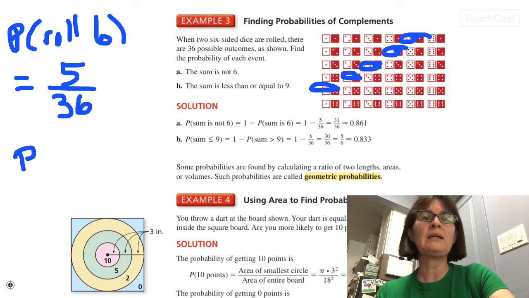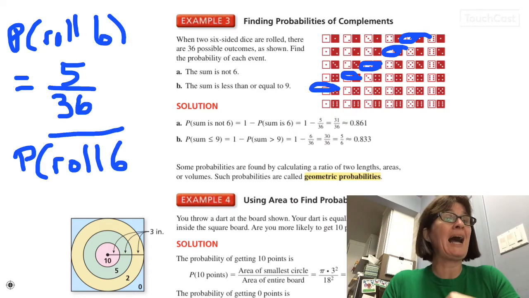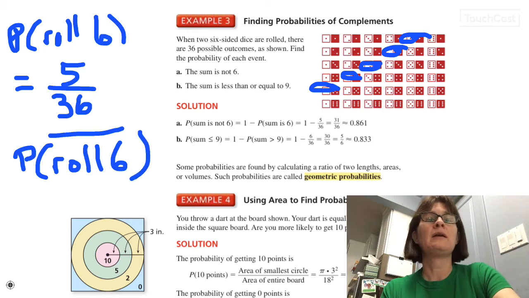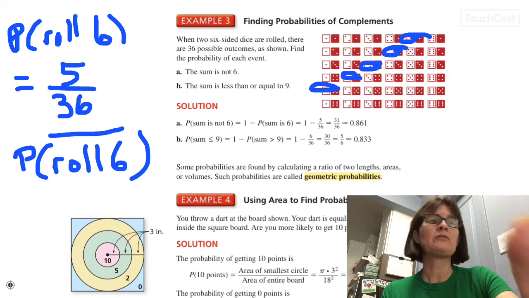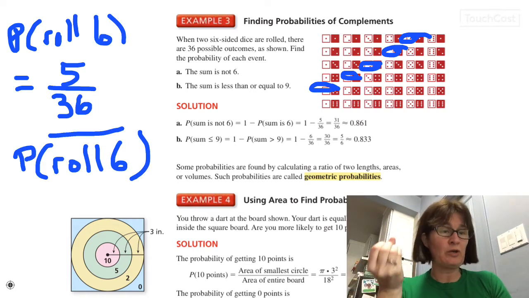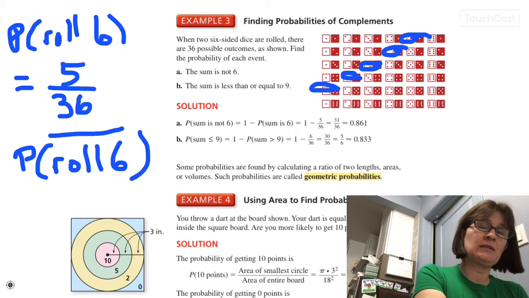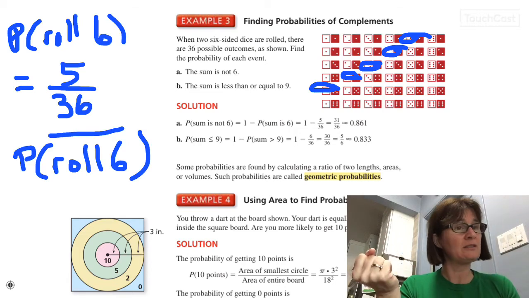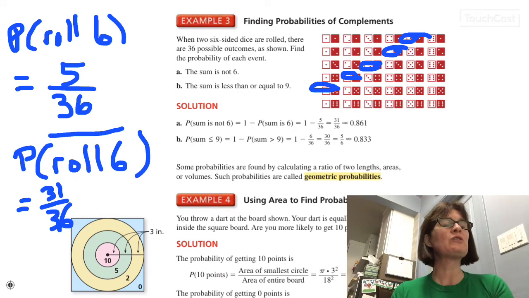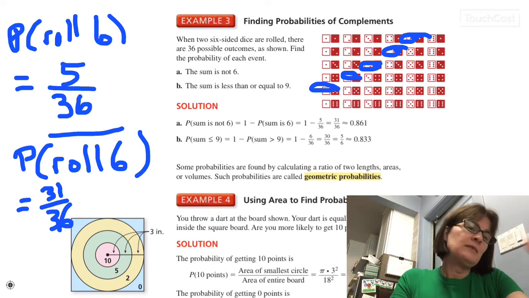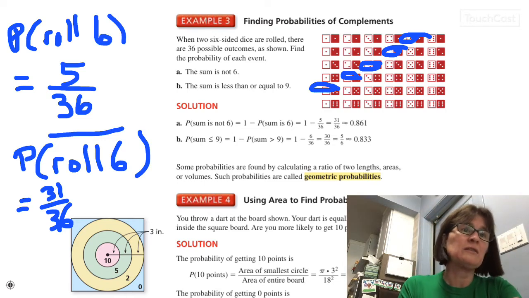So the probability that I don't roll a 6, so that's roll a 6 with a bar over the top, we say the complement of, is, well, whatever I would have to add to 5/36 to get 1. So you could subtract 1 take away 5/36, which is the same as 36/36 take away 5/36. It's going to be 31/36.